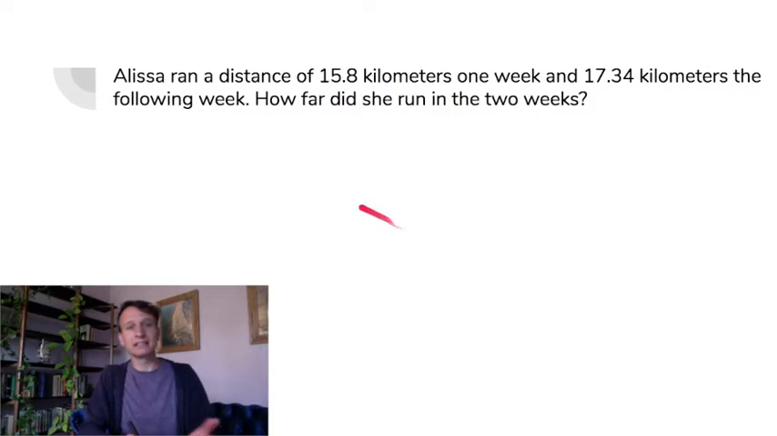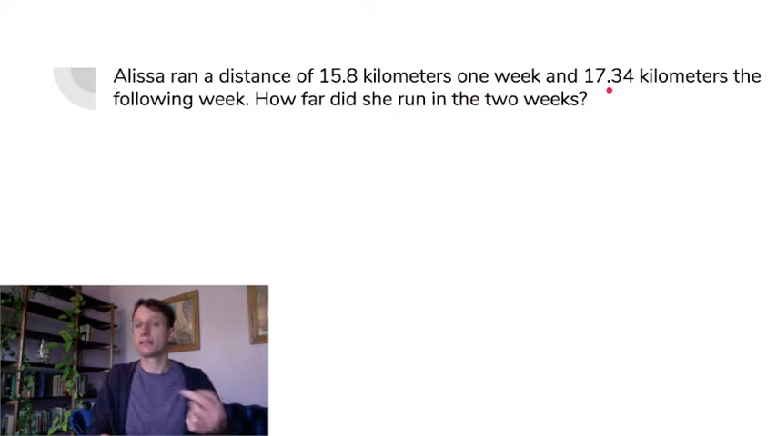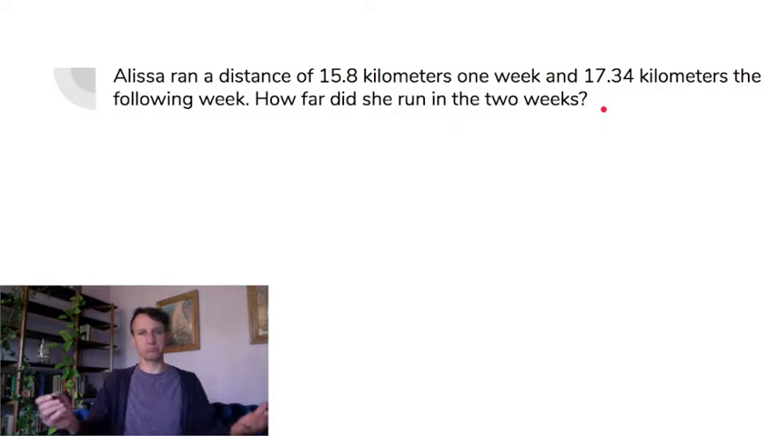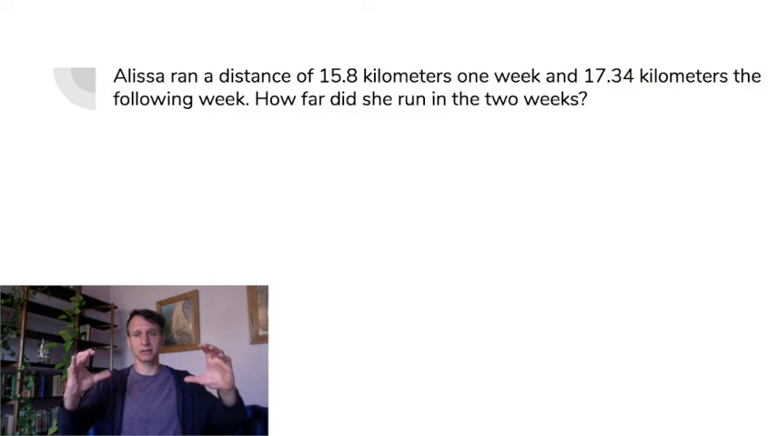Here we go. Alyssa is running a distance of 15 8/10 kilometers 1 week and 17 34/100 kilometers the following week. So how far did she run in 2 weeks? Oh, okay, so kind of like barrel A, barrel B, we have a little bit more of a story here. She's running, and that's actually a decent amount of running to do in a week. We're going to put the 2 weeks together.